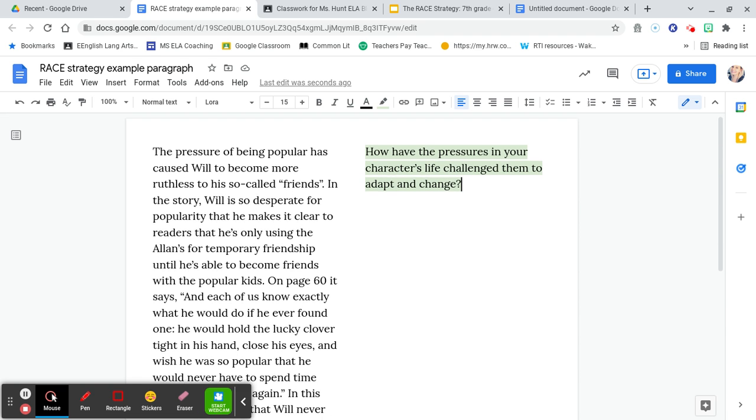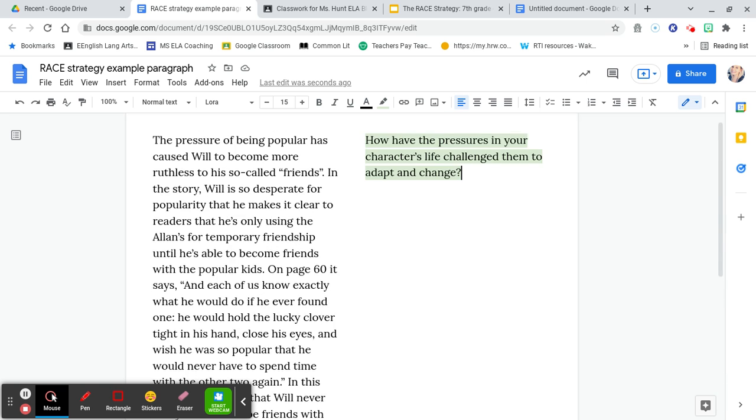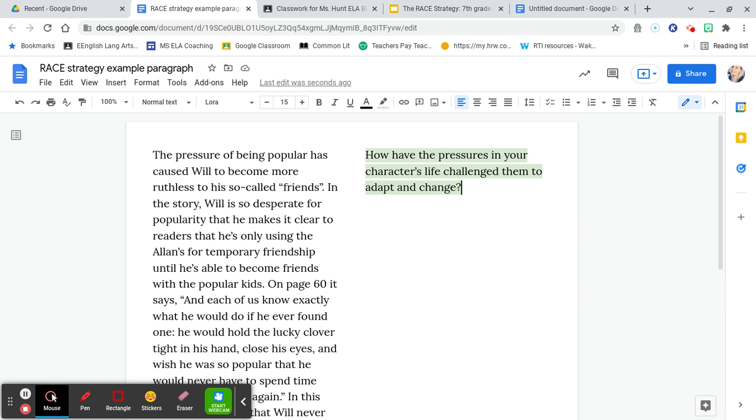This is my paragraph right over here, and I've written it using the RACE strategy. I've included a restate of this question, my answer, cited evidence from the text, and an explanation. My writing is over the story Popularity, the one that we were reading with our character Will, and how he treated the Allens and wanted to be popular.